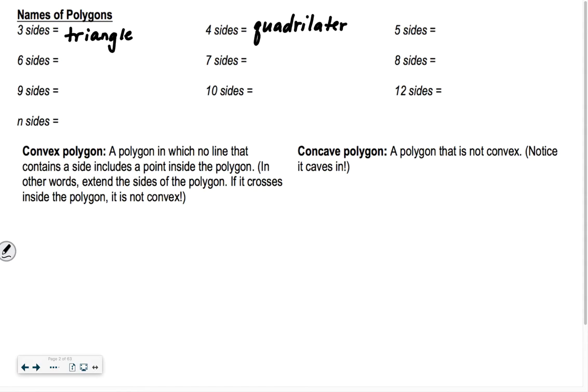I always want to have a mathematical spelling bee. Maybe for Pi Day, I'll do a mathematical spelling bee. Can you spell quadrilateral? No.